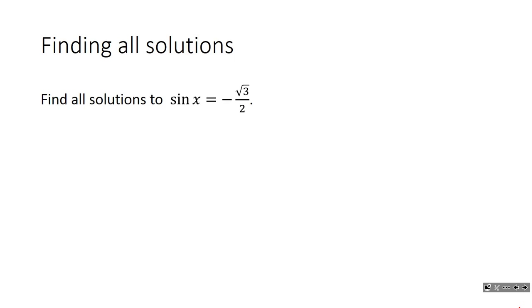You might notice that this appears to be the same as the last problem. Sine x equals negative square root of 3 over 2. So let me just jot down those two solutions we found in the last slide. We found 4 pi over 3 and we found 5 pi over 3. Well, there is a difference, because you see here it says let's find all solutions.